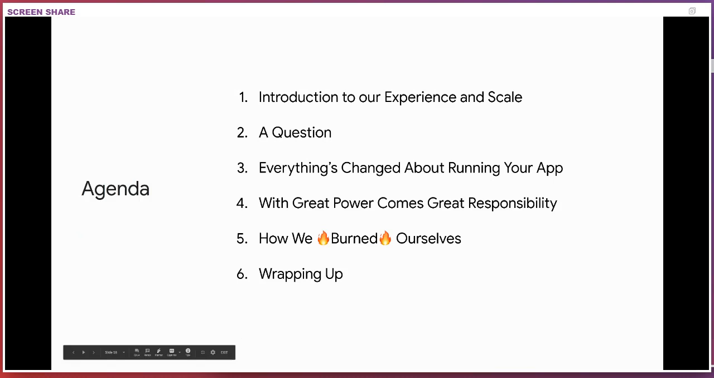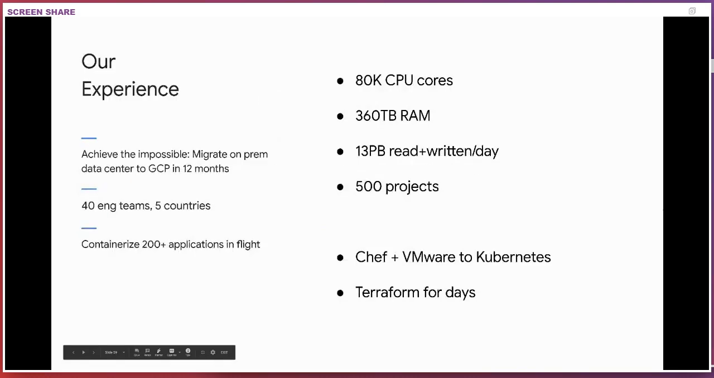So this was our experience at LiveRamp. The project that Sasha, Patrick, and I all worked on together in our respective roles was to take LiveRamp's data center, which was hosted in San Francisco, and fling the whole thing into GCP within 12 months. This was a coordinated effort over 5 countries and 40 engineering teams. LiveRamp is in digital advertising, so there's lots of data. We read and write 13 petabytes of data per day, and we throw it all at Hadoop, running on 80,000 CPU cores, a mix of VMware and bare machines, and lots of memory.